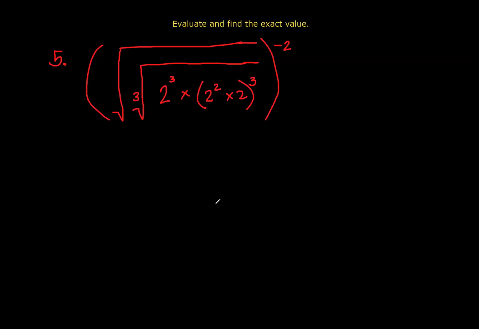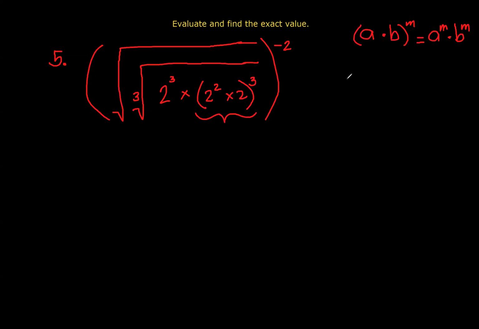Number 5. For this problem, we are going to start by solving this part, and we will use the power of a product rule. So if we have here A times B raised to M, this will be equivalent to A raised to M times B raised to M. We will apply that here.